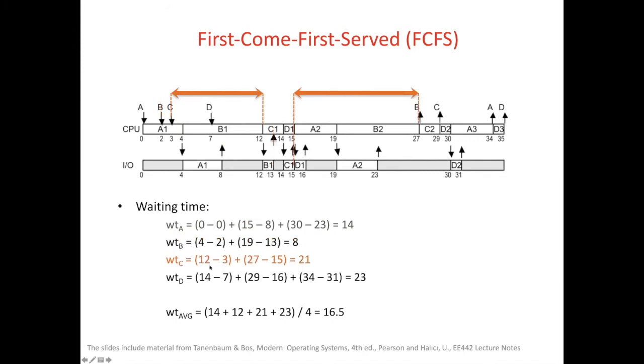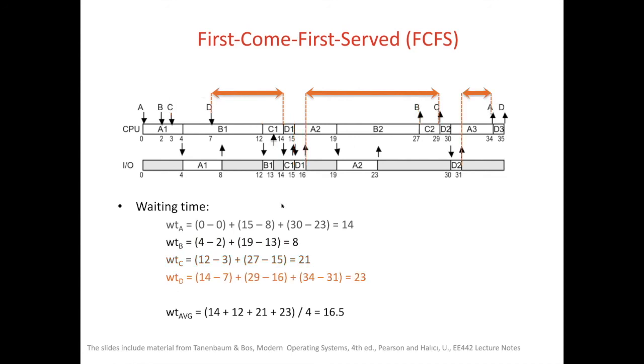For process C, it enters the ready queue at 3 and it is chosen for execution at 12. So we have 12 minus 3. It enters the second time at 15 and terminates at 27. So we have the term 27 minus 15. When we consider all these terms, the total is 21.